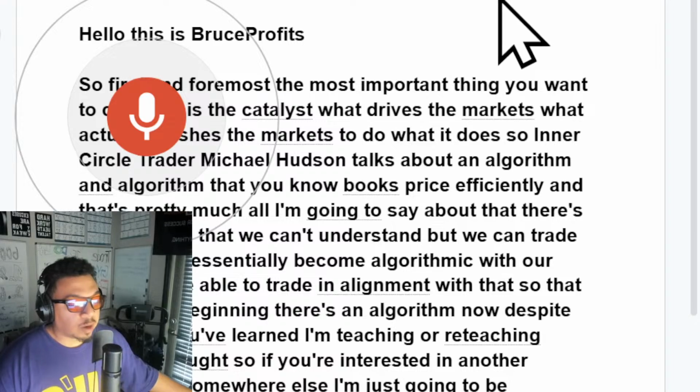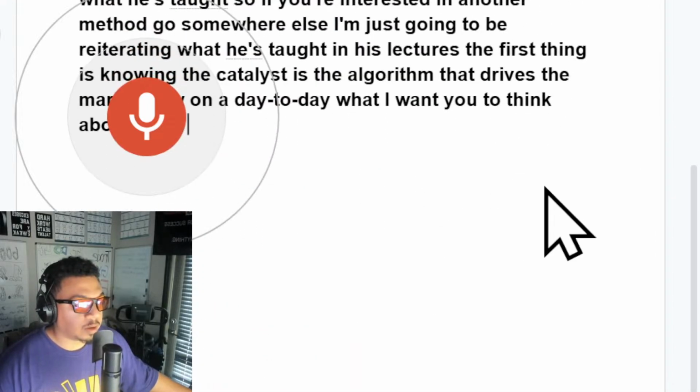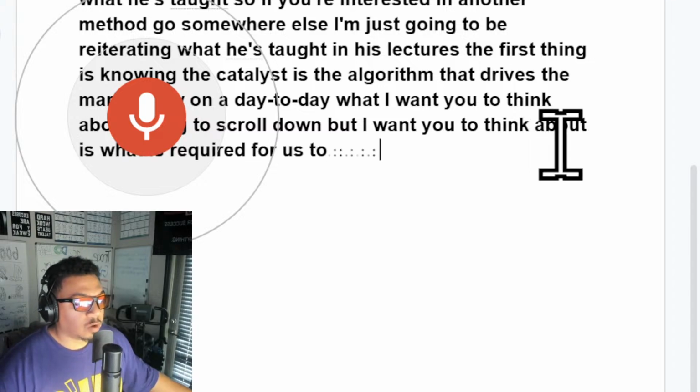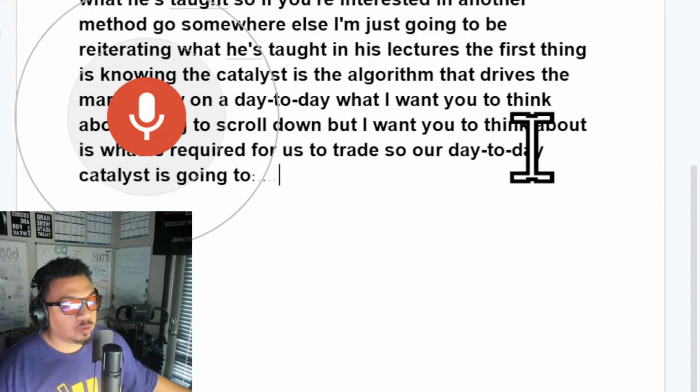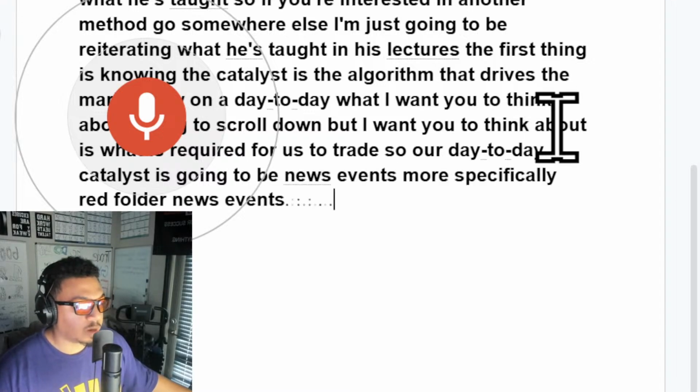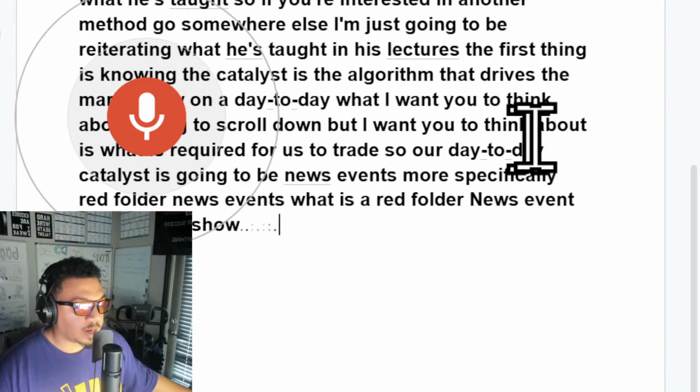Now, on a day-to-day basis, I'm going to scroll down. What I want you to think about is what is required for us to trade. So our day-to-day catalyst is going to be news events, most specifically red folder news events. What is a red folder news event? I'm going to show you right now.